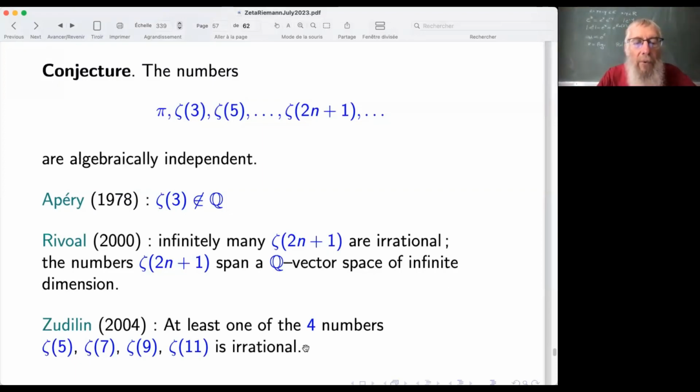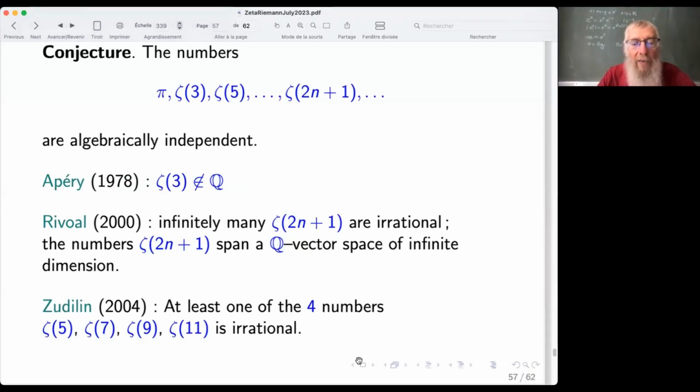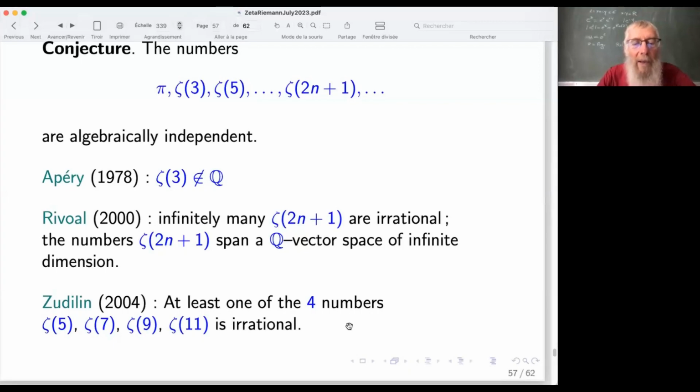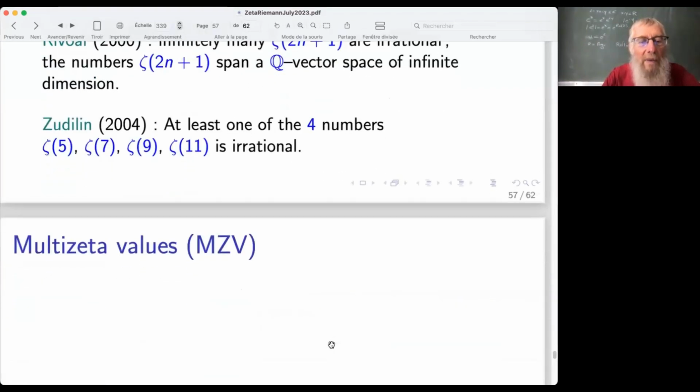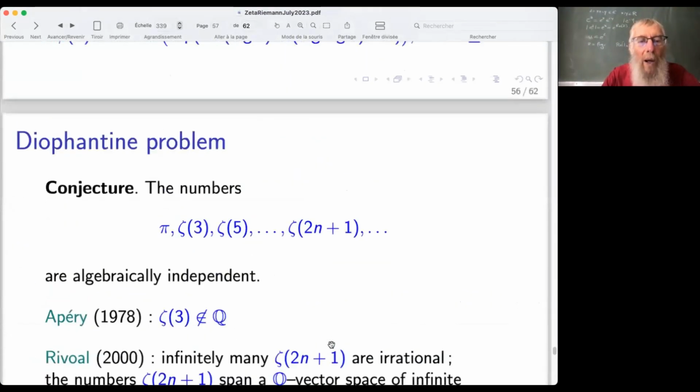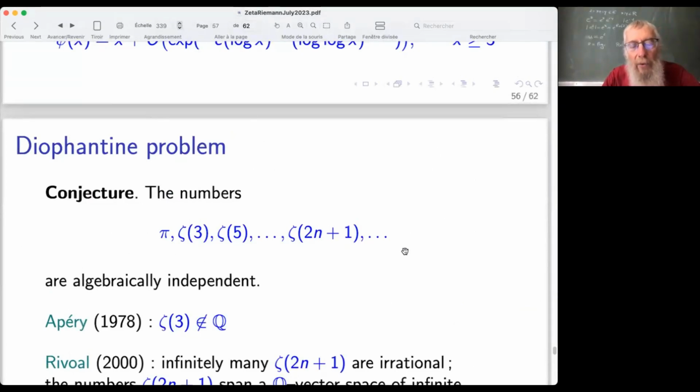Zudilin in 2004 proved that if you take the four numbers zeta of 5, zeta of 7, zeta of 9, zeta of 11, at least one is irrational. We conjecture that all of them are irrational and even transcendental, but we only know that one of them is irrational. So this is what we call a non-effective result. We cannot produce an irrational number, but we know that there is one. Why are we confident that this result is true?